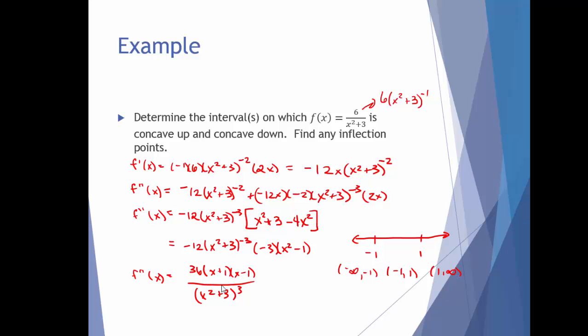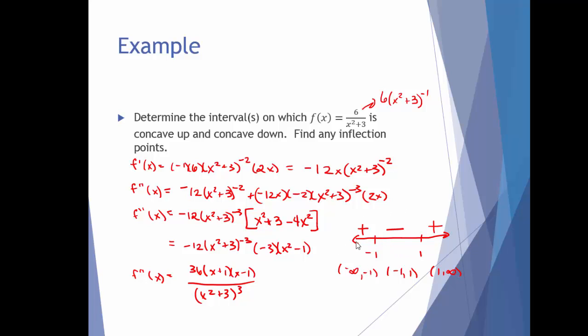If you put in negative 2, the x plus 1 becomes negative. The x minus 1 is also negative. So you get a negative times a negative, for a positive. If you test a value in between negative 1 and 1, like 0, you get a positive times a negative, so that one's going to be negative. And if you test a value between 1 and infinity, like 2, you're going to get a positive times a positive. So that's positive.